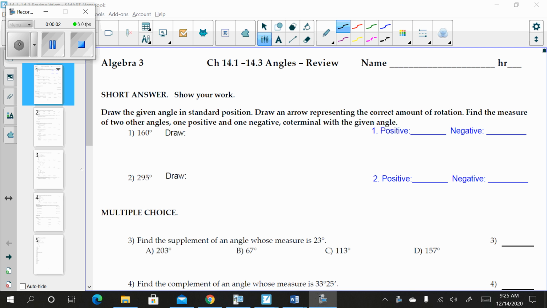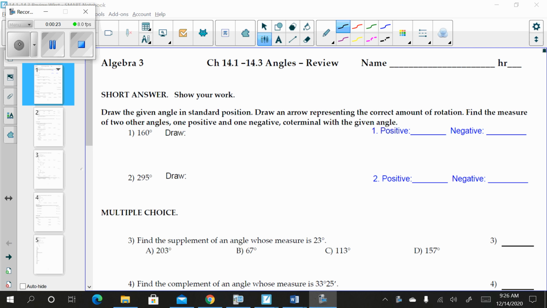All right, so this is going to be a review for chapter 14, sections 1 through 3. So everything that we talked about for angles. So we're going to go through the review worksheet, which should be in your notes packet. We're probably going to do close to all of them. We might skip a few to have you finish up, but we're going to try to go through all the big ticket items that we've talked about for the chapter.